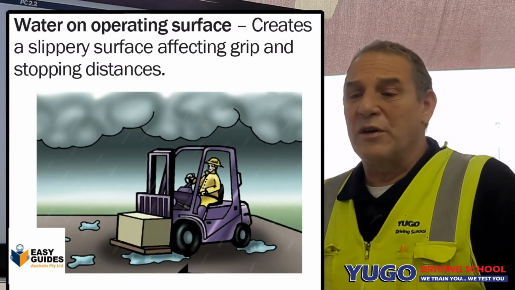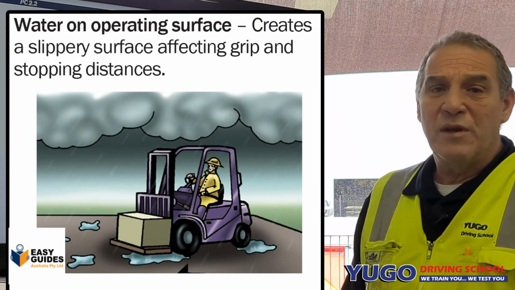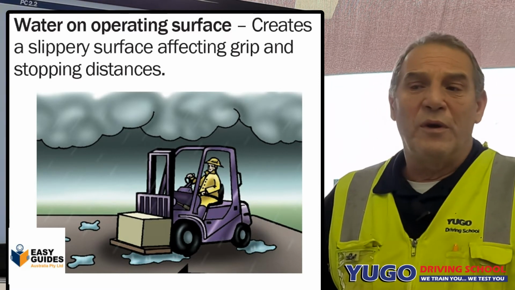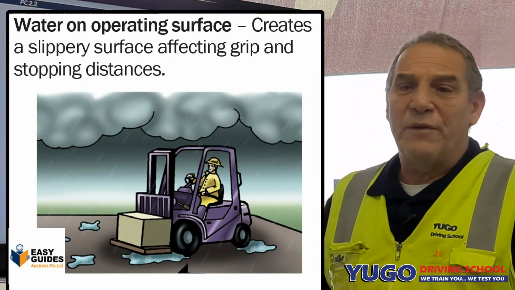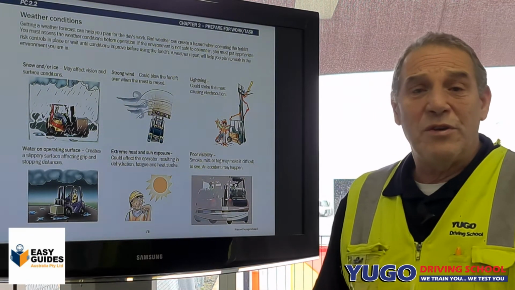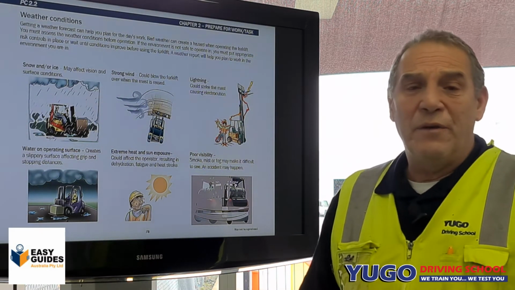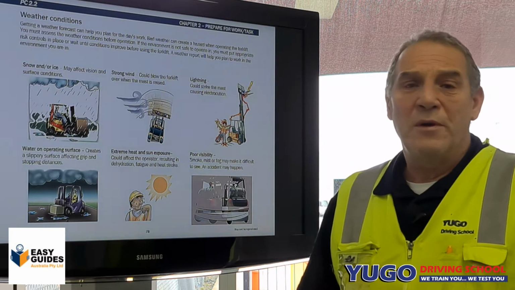Water on the operating surface. Most forklifts are designed to drive on dry, flat, solid surfaces. You put a bit of water on the floor, it's like dropping grease for a forklift. They will slip and they will slide. You should not drive a forklift if the ground conditions are wet. You drive slowly if you have to drive. You drive carefully. You avoid ramps and slopes.